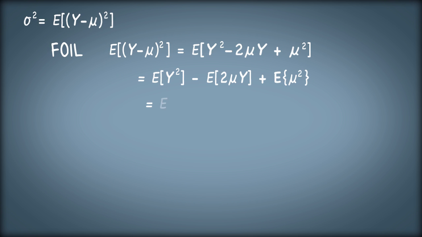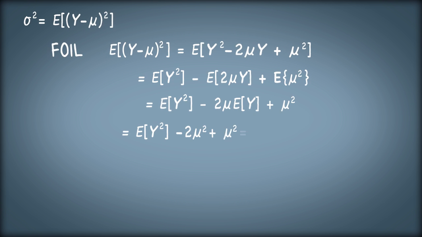How about mu? The mean of the probability distribution doesn't change. Its realizations are uncertain, but its mean is constant. So what's the expected value of mu? Just mu. Therefore, we can rewrite our expected value as the expected value of y squared minus 2 mu times the expected value of y plus mu squared. We saw previously that the expected value of y is mu. So 2 mu times the expected value of y is 2 mu times mu, or 2 mu squared. Negative 2 mu squared plus mu squared leaves us with negative mu squared.